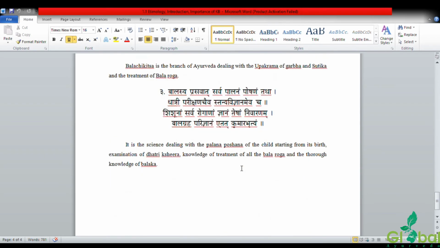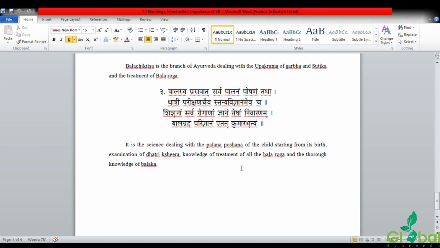Next, we have the next definition. बालस्य प्रसवात् सर्वपालनपोषणं तथा दात्री परीक्षणाच्चैव स्तन्यविज्ञानमेव च शिशूनां सर्वरोगाणां ज्ञानं तेषां निवारणं बालगृहपरिज्ञानम् एतत् कुमारभृत्यम्. So it is a science dealing with the palana of the child starting from its birth, examination of the Dhatri and her milk, knowledge of treatment of all the Balarogas, and thorough knowledge of Balagraha.